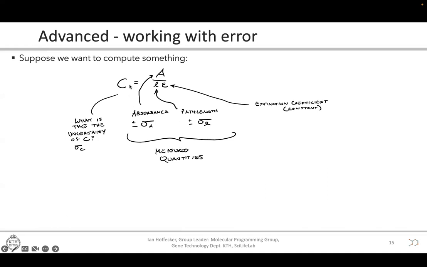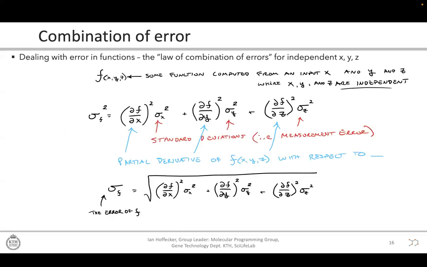These are measured quantities, and we already have information about these error values. But what we want is the uncertainty of the concentration. So we measured these things, and now we want to make a confidence statement about C. We calculate C using this equation, but how certain are we? What's the 95% confidence interval for that calculated value?